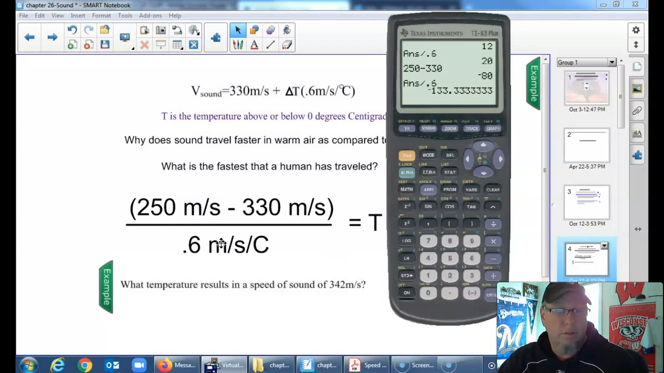For units, the meters per second cancel out, and you're left only with degrees Celsius. All right, that should help you with your homework.